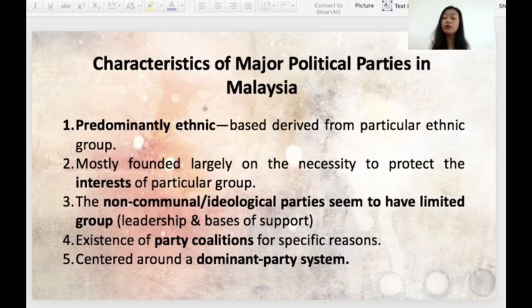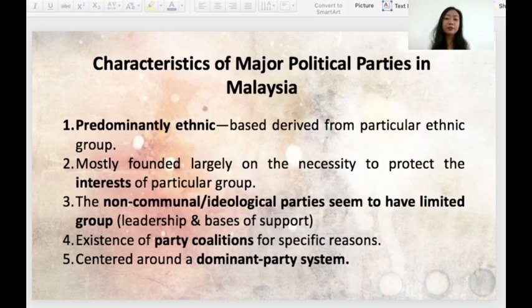So there is usually only a dominant party which is conquering everything and the whole system of the political situation in Malaysia. As you can see, we are also being conquered by a dominant party system, which is Barisan Nasional, yeah? For the past 61 years until now, yeah.